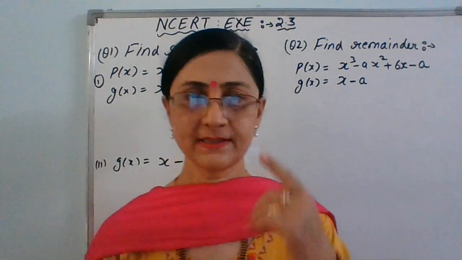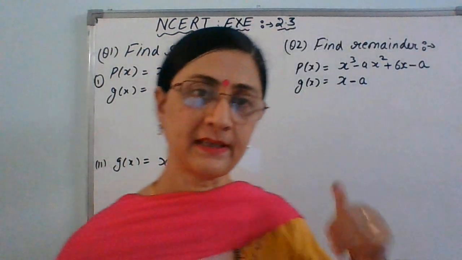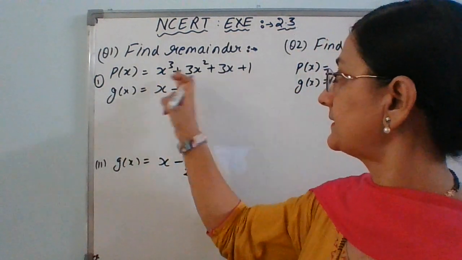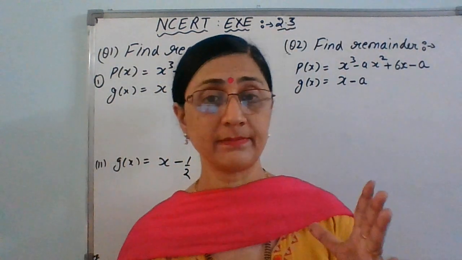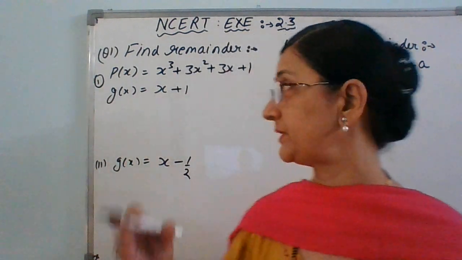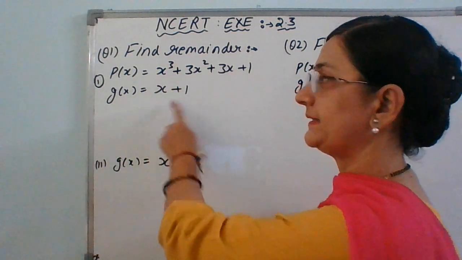Okay students, now exercise 2.3. First question. In the first question you have to find the remainder, and in the second also you have to find the remainder. How do we find the remainder? This is p(x), this is the dividend. I have already explained in my previous video what is the remainder theorem, how to find the remainder, and what is the factor theorem. Here this is the dividend and it is divided by this g(x).